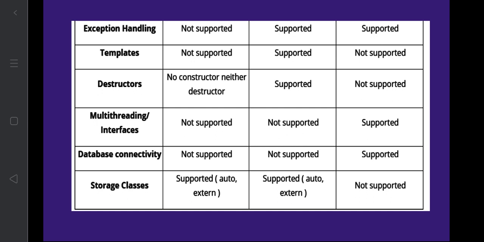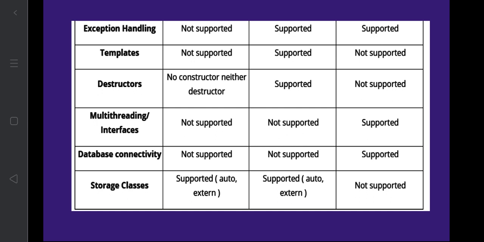Multi-threading and interfaces are not supported in both C and C++, whereas in Java they are supported. And what is multi-threading is doing many jobs at a time, concurrent tasking. Okay. And then what is database connectivity?